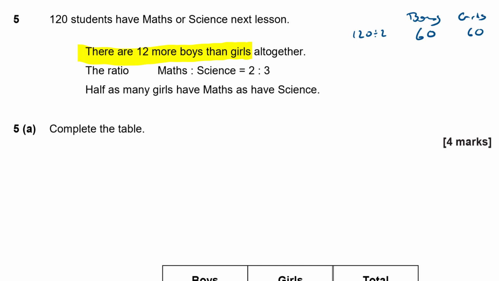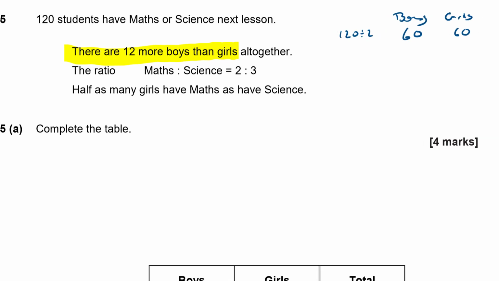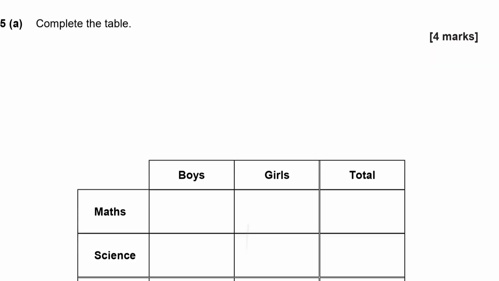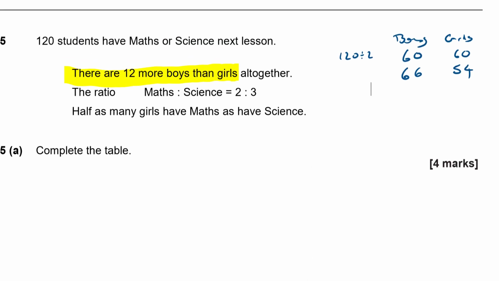Okay, so I'm going to divide 12 by 2, it gives me 6. If I make them have 6 more boys and 6 less girls, then the difference between 66 and 54 is 12. So there must be 66 boys and 54 girls. So adding that information to the table, there are 66 boys and there must be 54 girls, which gives us our total of 120. Okay, so we've done the first line.